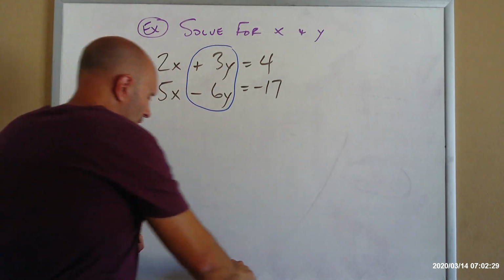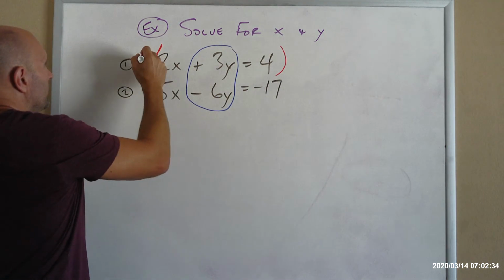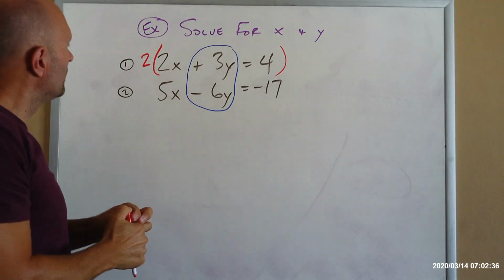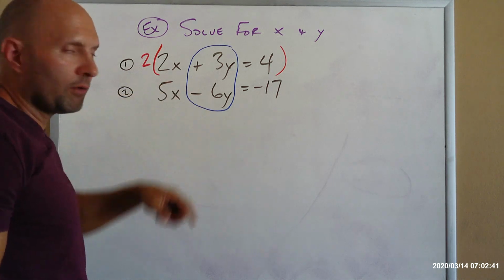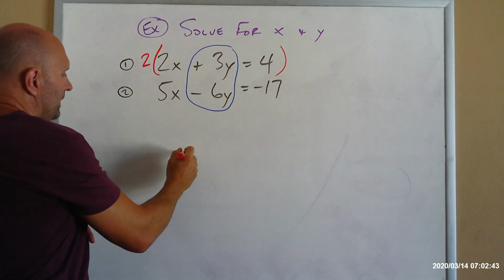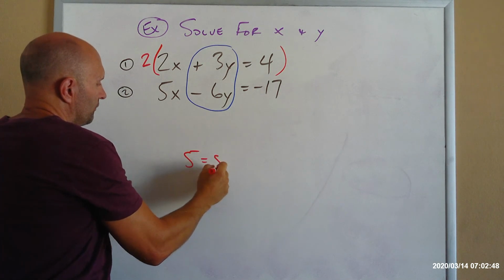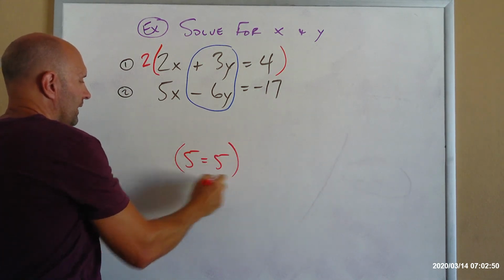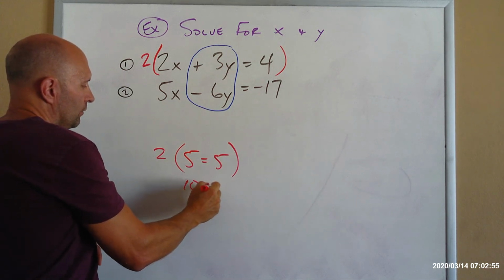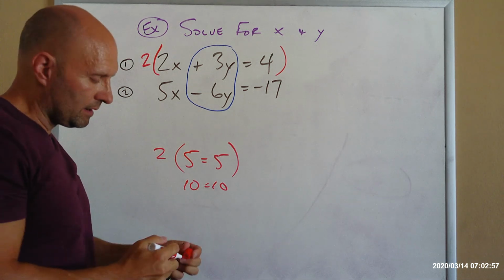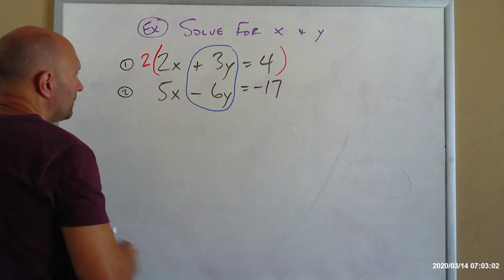As long as I multiply the entire equation by some number, in this case 2, so that when I multiply that by 3y, I get positive 6y, which will cancel out, then it's okay. Because think about it, if I have 5 is equal to 5, that's true. If I multiply everything here by 2, I get 10 is equal to 10, so that's okay. But the key again is to make sure you are multiplying everything by that number.